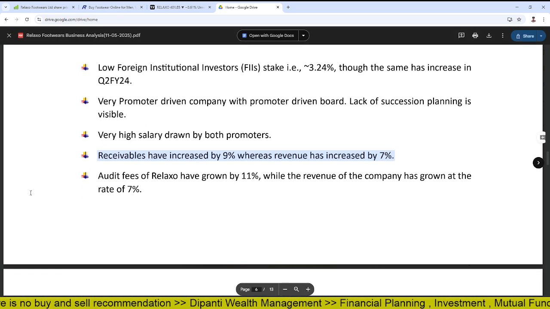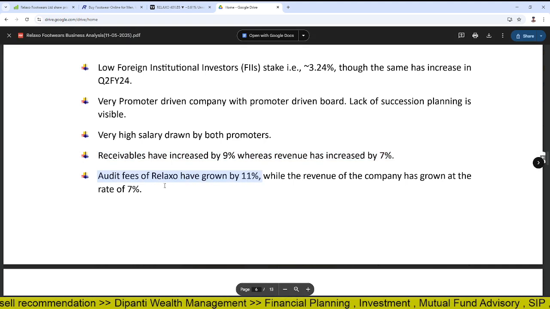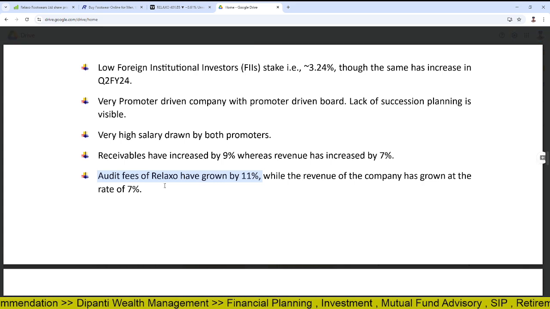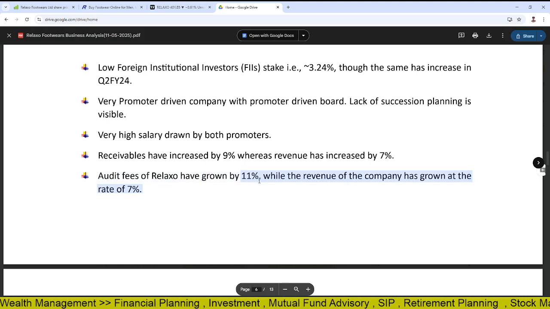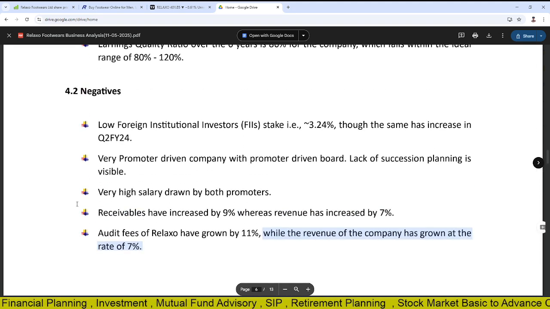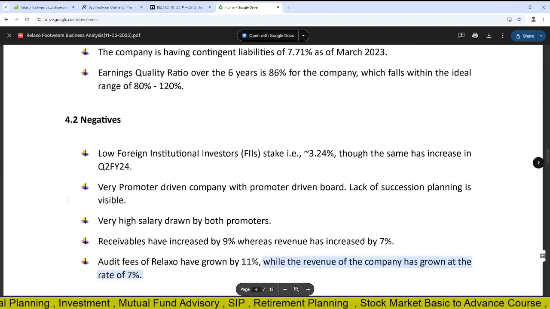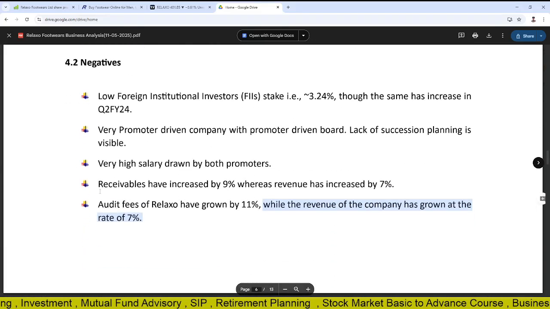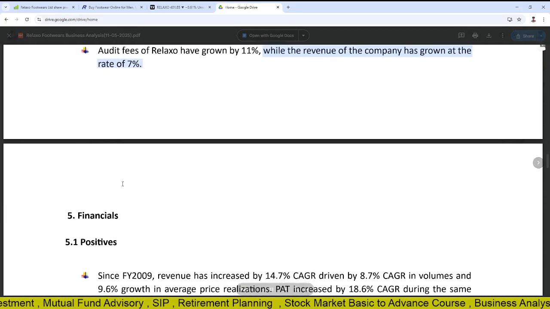Next point, audit fees of Relaxo have grown by 11%. It is also a very bad sign, because audit fees grew 11% and revenue growth is 7%. It is also something problematic in my opinion. So these are the negative signs as governance, and these are the only negative points. The rest of the points are positive in my opinion.